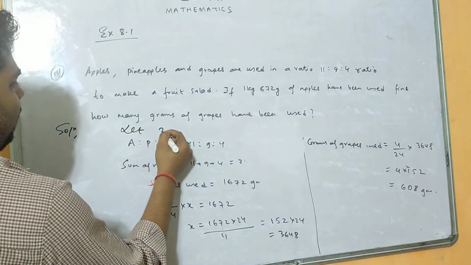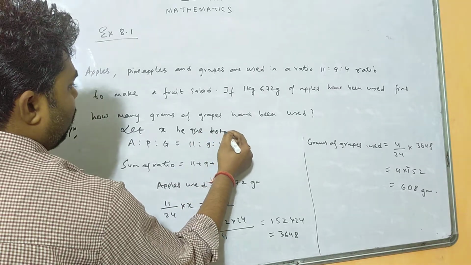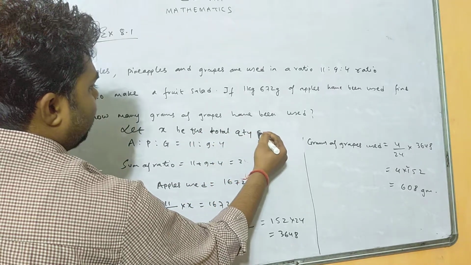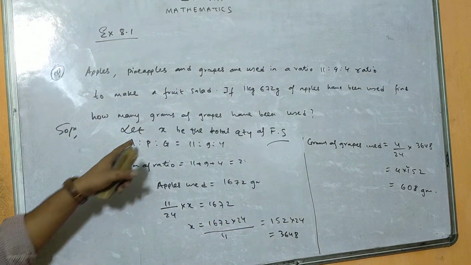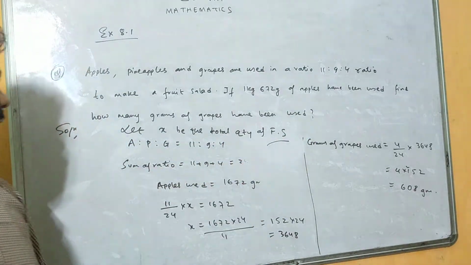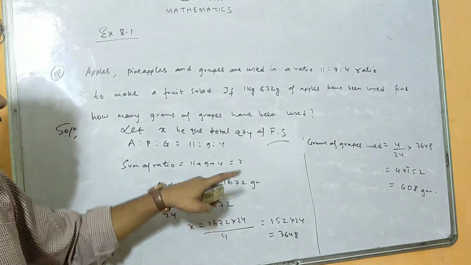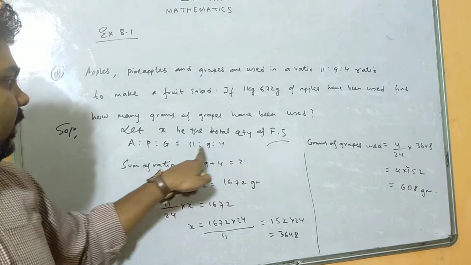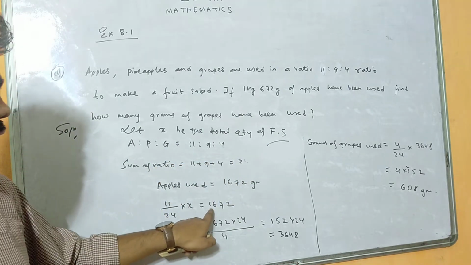Let x be the total quantity of fruit salad, right? I am writing in short form. Let x be the total quantity of fruit salad. So how much apple is being used? 1672. So what is the ratio of apple in that fruit salad? That is 11. So 11 by 24 into x equals to 1672.